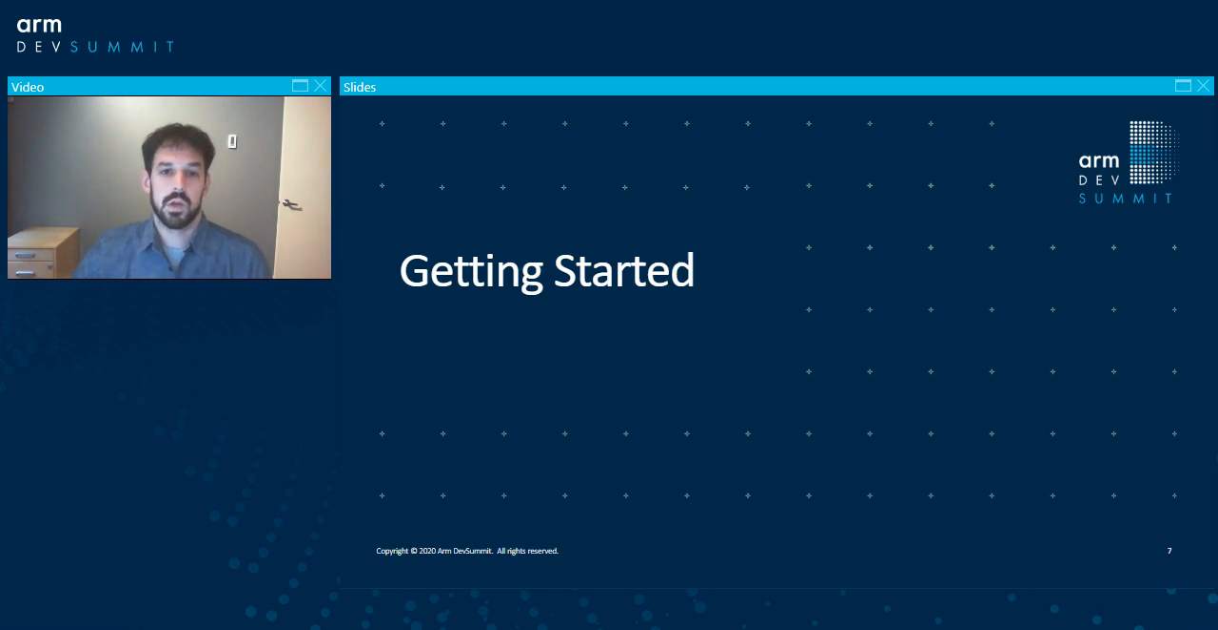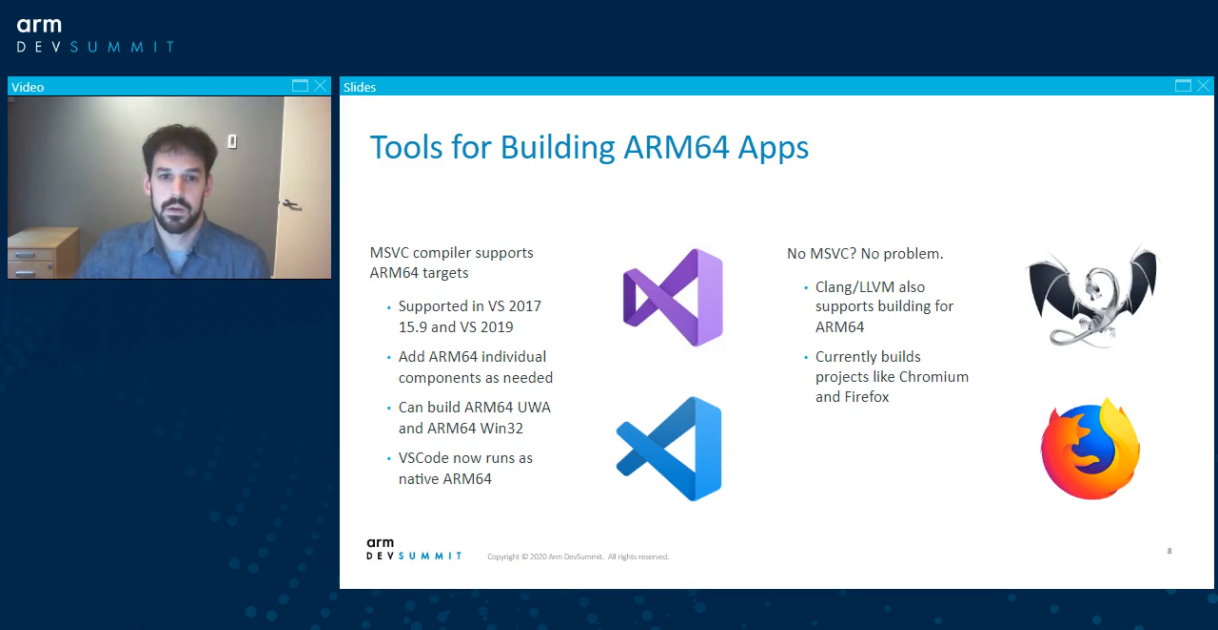But now that we've talked about scoping the effort, let's get started with building. And so the first thing you're going to want to do is make sure that you have updated tools for building ARM64. It should be no surprise that MSVC supports ARM64 targets. And that support was added in Visual Studio 2017 version 15.9 and obviously continues in 2019. You'll want to make sure you've added ARM64 individual components as needed, and thankfully the Visual Studio installer experience now has a search bar, so you can type in ARM64 and just pick the ones you need.